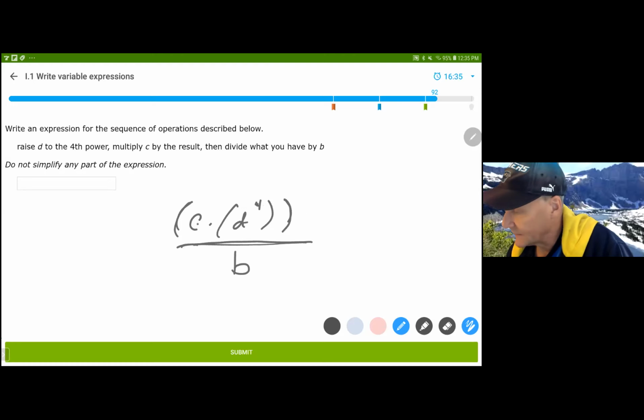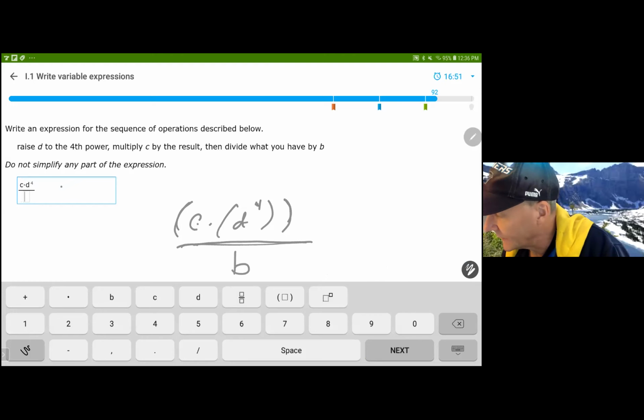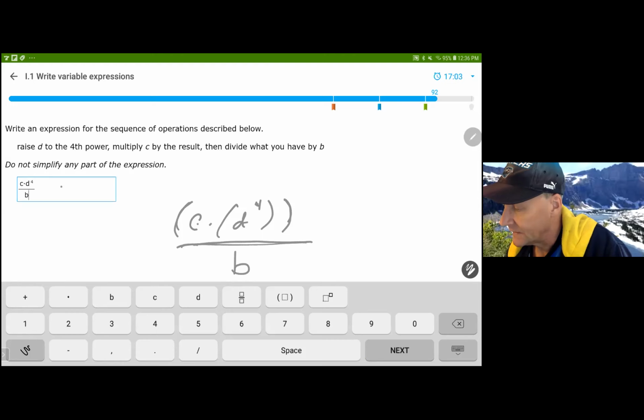So if I wanted to write this in a little simpler form, I could write the fraction. I have C times D raised to the fourth power in the numerator, and in the denominator, I'm dividing it by B. Multiply C by the result. This is correct. Raise D to the fourth power, multiply C by the result, which is what I did, then I divide by B.